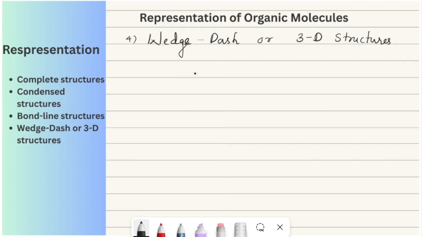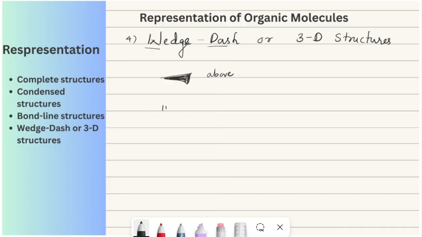The three-dimensional structure of organic molecules can be represented using wedge-dash structures. That's why it's also called 3D structures. The 3D structures of organic molecules can be represented on paper by using certain conventions. A solid wedge, something like this, right? A solid wedge is used to indicate a bond projecting out of the plane of the paper towards the observer. This is above the plane.